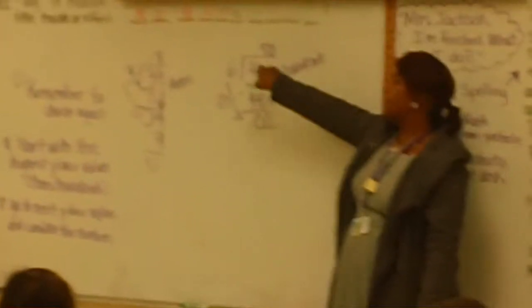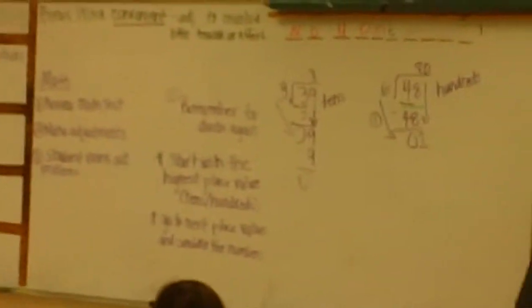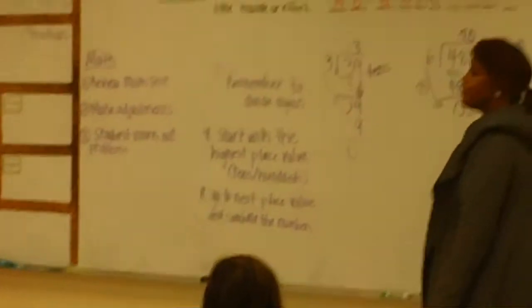No, we got the 0 up here. What do I do now with the 0 and the 6? Multiply. She said times. So multiply. What's 0 times 6? 0. So we're going to put the 0 down here.